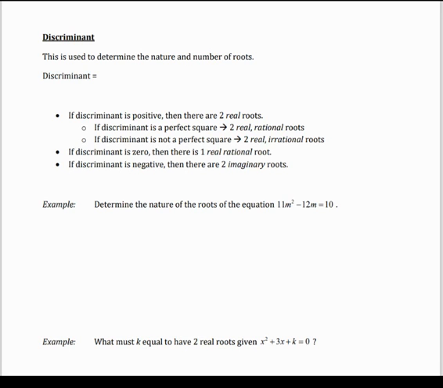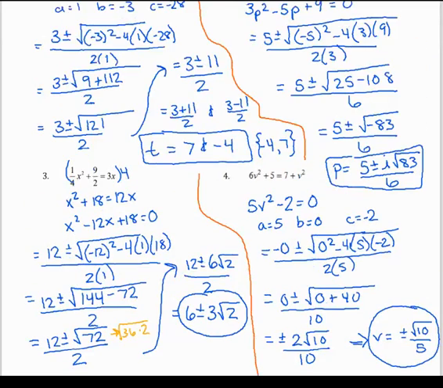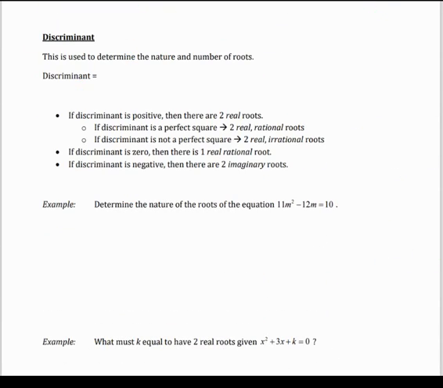I mean, are they going to come out nice and pretty as rational numbers, like in number 1? Or are they going to come out imaginary numbers, like in 2? Or maybe are they going to come out irrational, like in 3 and 4? So the discriminant is simply the part inside the radical of the quadratic formula, which is b squared minus 4ac.